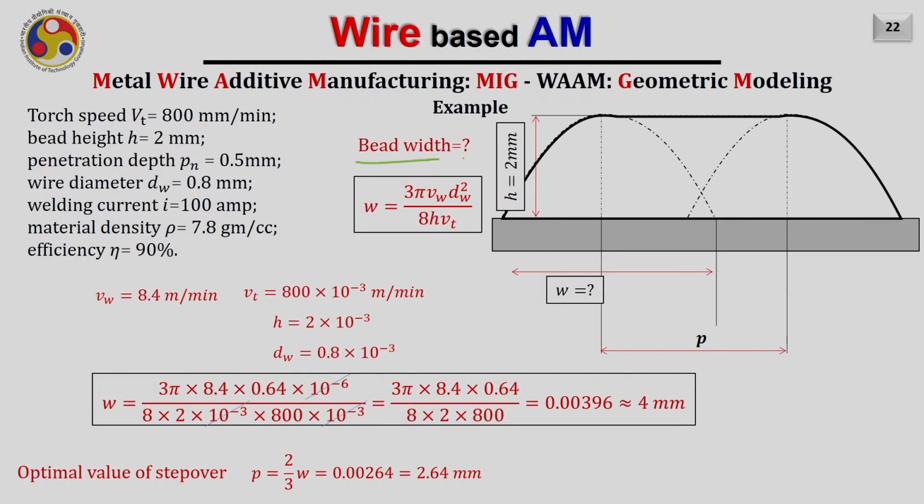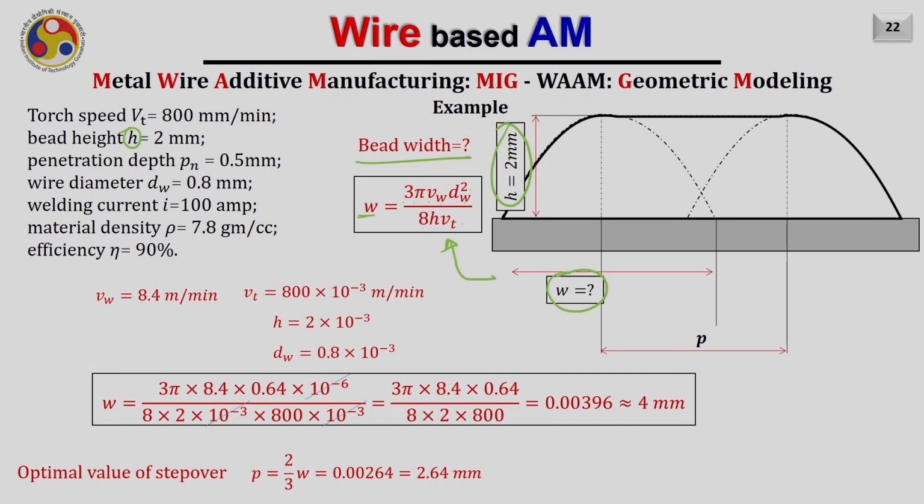Now let us move to the second part of the example, that says what will be the bead width. We know the height is given to us, and it is also said to assume that the bead profile is parabolic. So given the height of the bead, it is asked to find out just the width of the bead. We have already derived this equation by equating the mass flow rate, and it is coming to be that the width of the bead should be 3 pi Vw into dw square divided by 8 h Vt.